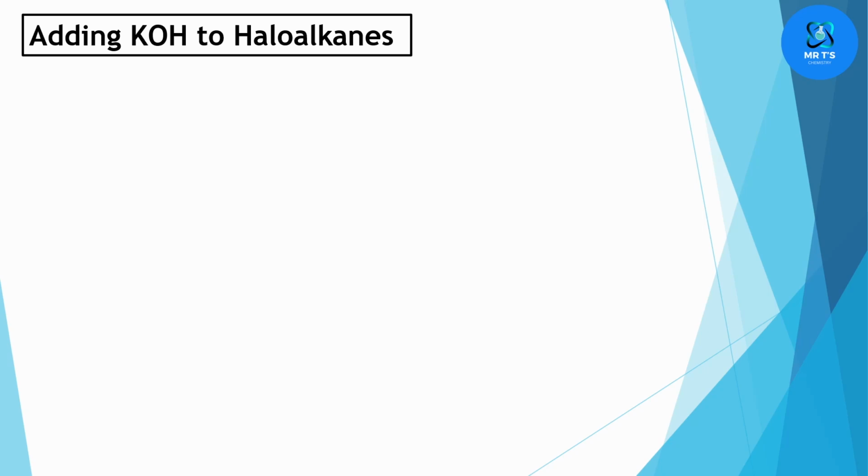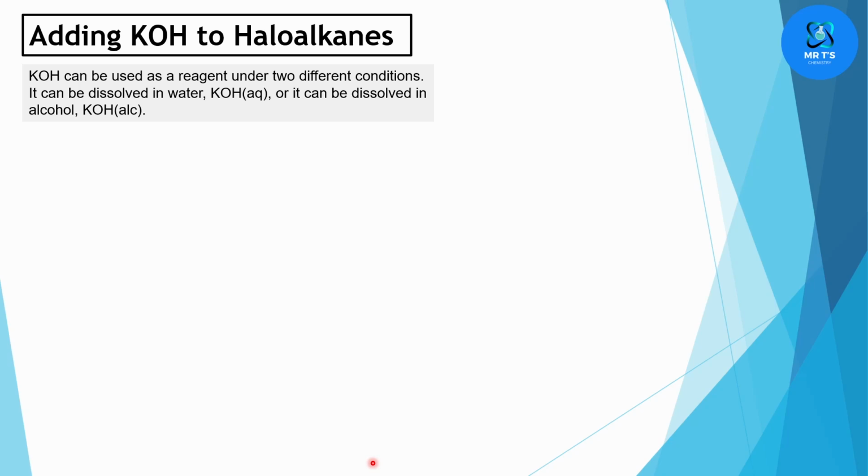So in this video, we're going to look at adding potassium hydroxide or possibly sodium hydroxide to haloalkanes. When we do that, there are two possible types of reactions that can occur, which would result in at least two different possible products. The reagent can either be dissolved in water, which is KOH aqueous, or it can be dissolved in alcohol, which is KOH alcohol or ALC.